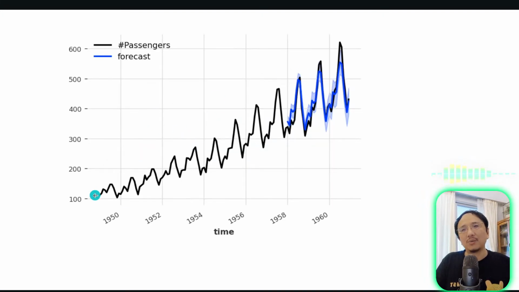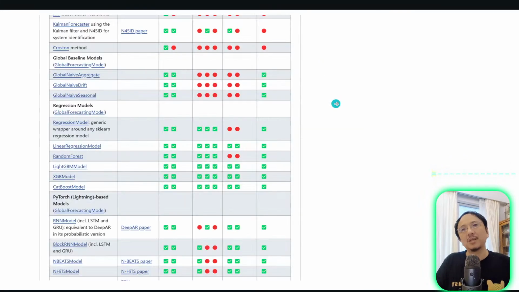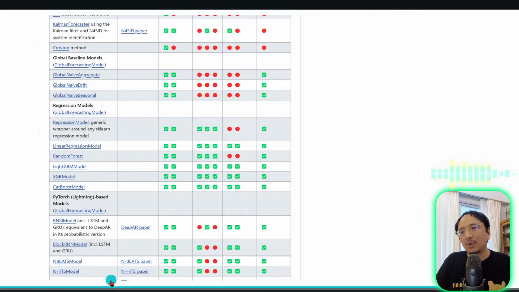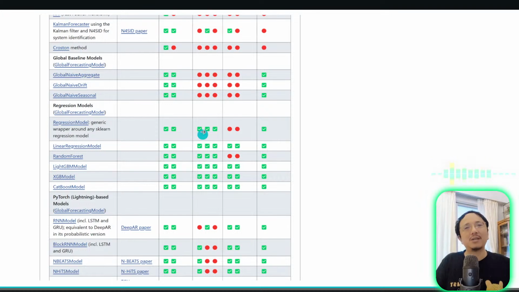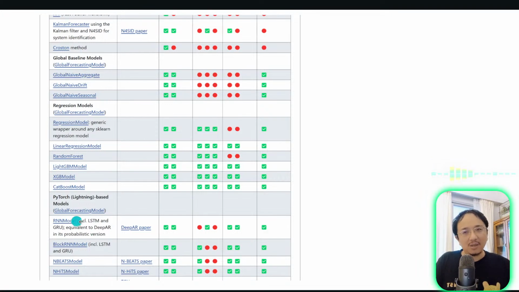Here's one example of the prediction of the time series and the ground truth. It contains a lot of different algorithms, including XGBoost, LightGBM, CatBoost, and neural network deep learning models in PyTorch, like RNN models or N-BEATS models. This is just part of the whole list of the algorithms available. Because it's just too long, I can just pick a slice of them.